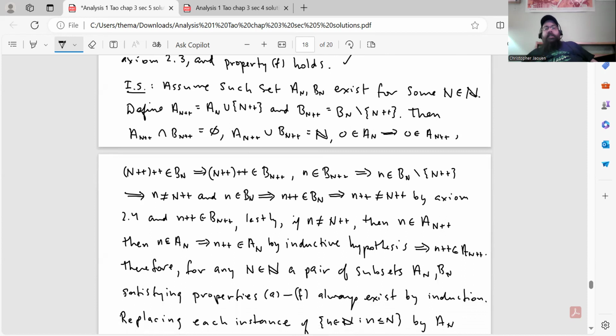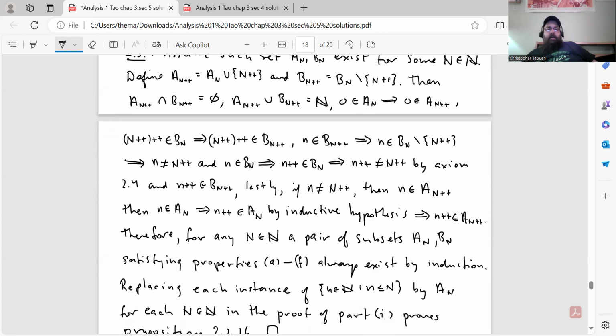The union of the two sets is the natural numbers. 0 obviously is an element of A sub N, which implies that 0 is an element of A sub the successor of N. The successor of the successor of N is an element of B sub N, which implies that the successor of the successor of N is an element of B sub the successor of N, and so on and so on. All these you can just see, all the properties are satisfied. This property follows from one of the axioms, so maybe I should read this out.